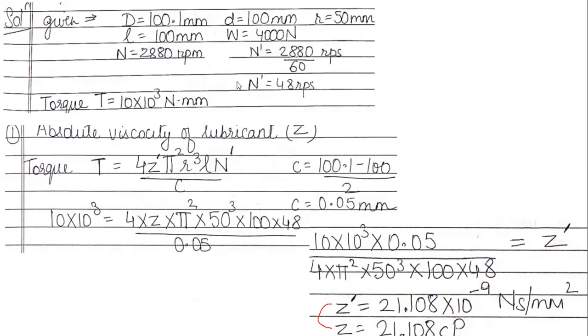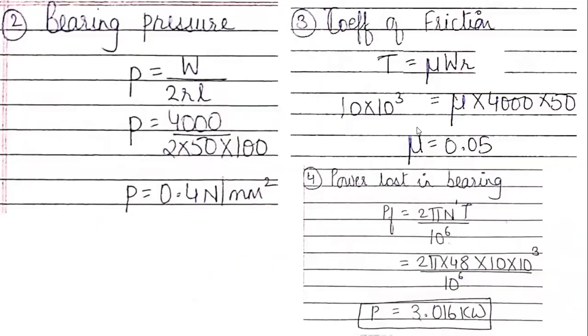Now let us find out the next unknown thing that they have asked in our numerical. Bearing pressure they have asked us. Pressure is load upon area. Load is 4,000 Newton. Area is 2 into radius of the journal, that is 50 mm, into the length of the bearing, that is 100 mm. So once you do the calculation in your calculator, the answer will be 0.4 Newton per mm square. So the second unknown thing we have found out.